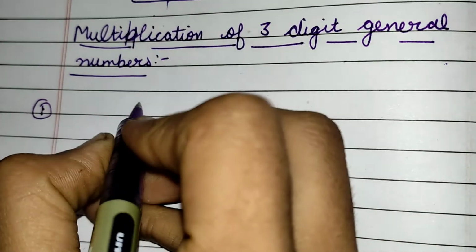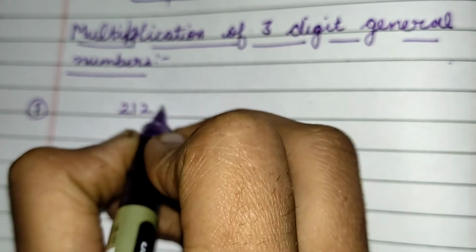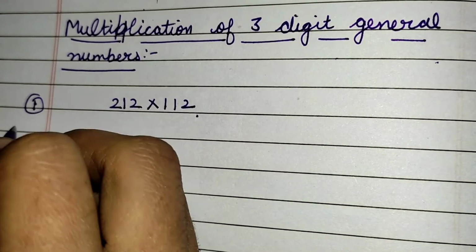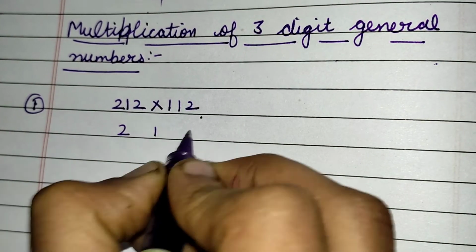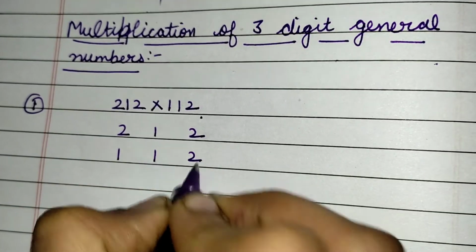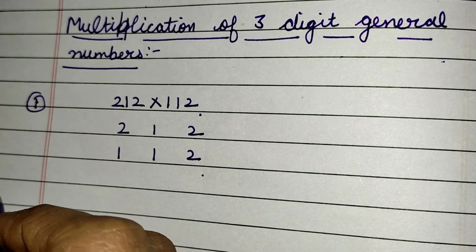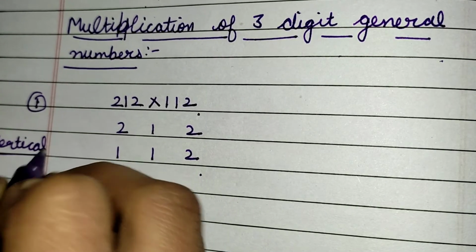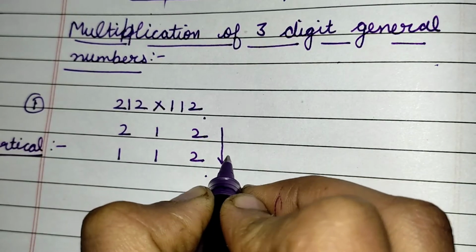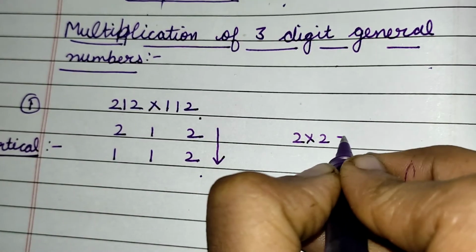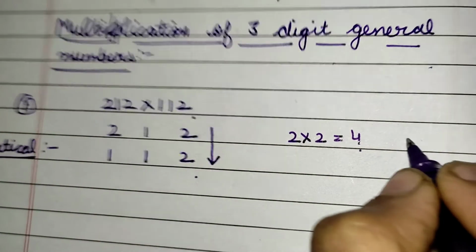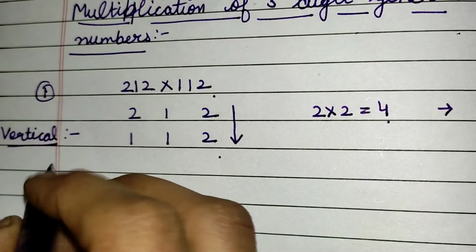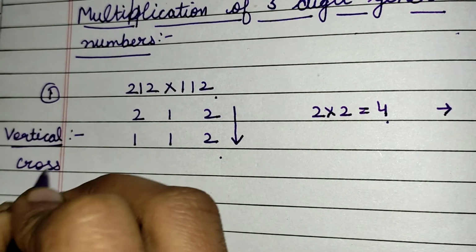Let's take the very first example, which is 212 into 112. The very first step is that we write down our number in this way, 212 and 112. Then we write down our result by doing vertical multiplication of the last digits. That means 2 into 2 is equal to 4, and this 4 will be the last digit of my answer.